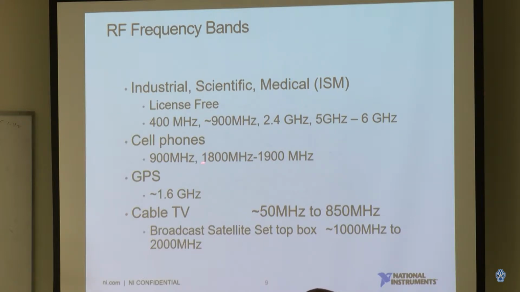And cell phones usually use 800 MHz or 1.8 to 1.9 GHz. GPS is about 1.6 GHz. And cable TV is about 50 MHz to 850 MHz. Again, those frequency ranges are slightly different from country to country.